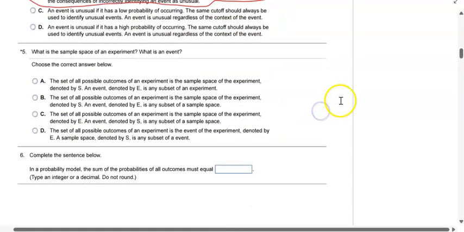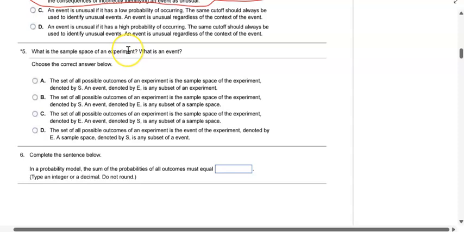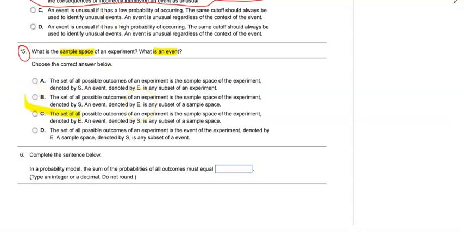Question number 5. What is the sample space of the experiment, and what is an event? There are two questions. First question is what is the sample space? Second question is what is the event? You'll find the definitions in the textbook or PowerPoints or notes. B is the answer here.